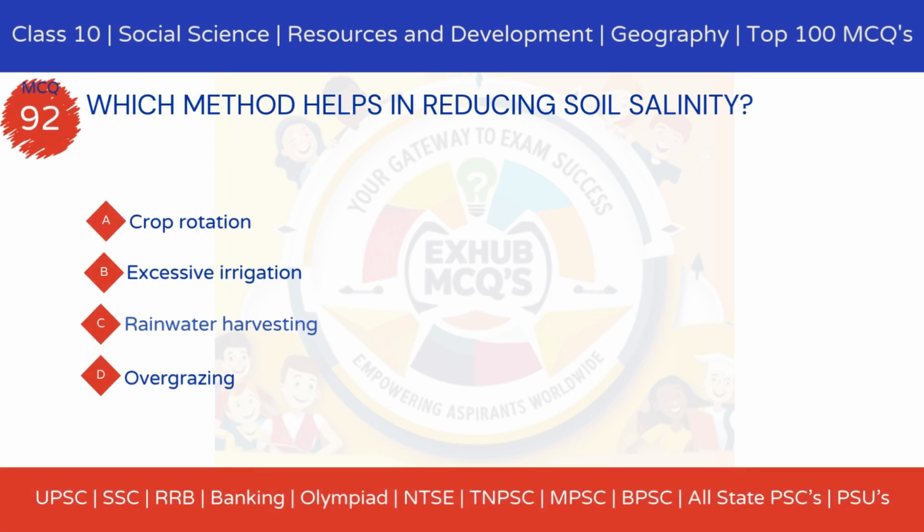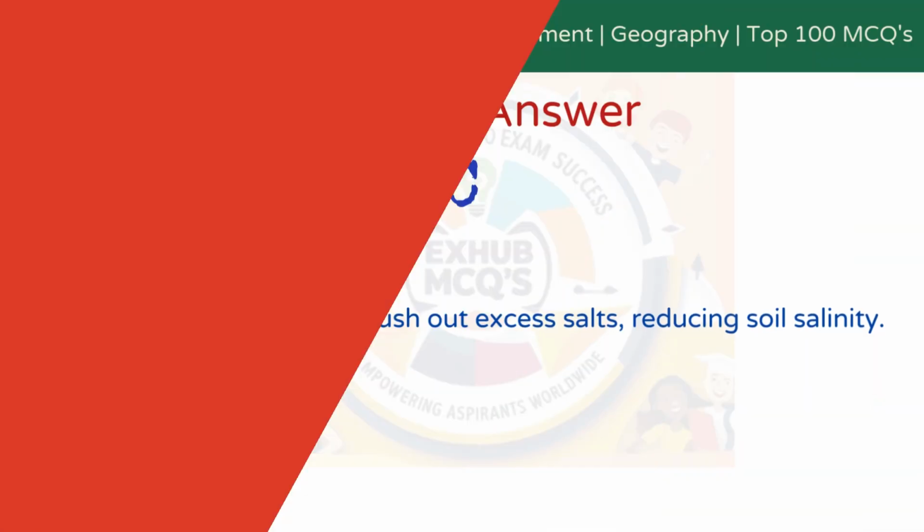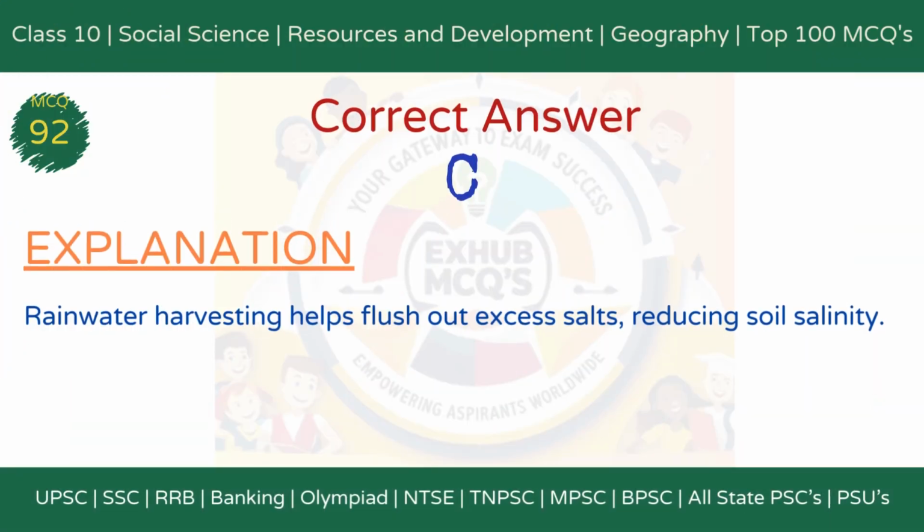MCQ 92. Which method helps in reducing soil salinity? Option A, crop rotation. Option B, excessive irrigation. Option C, rainwater harvesting. Option D, overgrazing. The correct answer is option C, rainwater harvesting. Explanation. Rainwater harvesting helps flush out excess salts, reducing soil salinity.